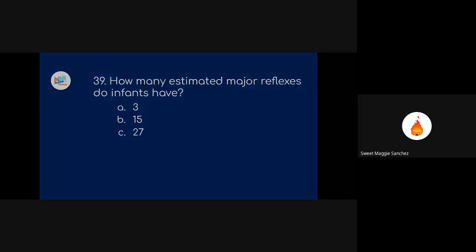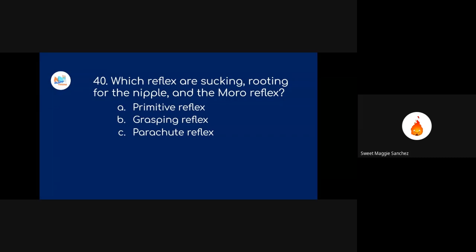Okay, timer stops. Question 40. Which reflex are sucking, rooting for the nipple, and the Moro reflex? Is it A, primitive reflex, B, grasping reflex, or C, parachute reflex?